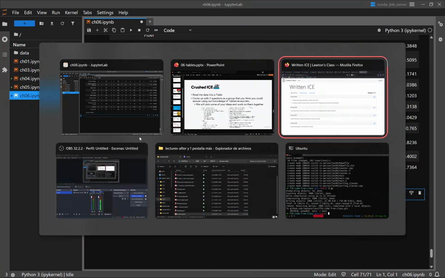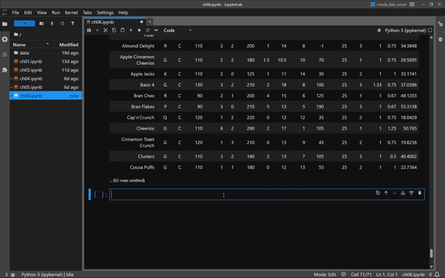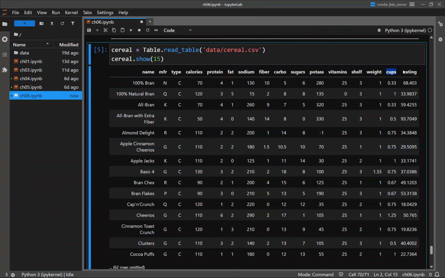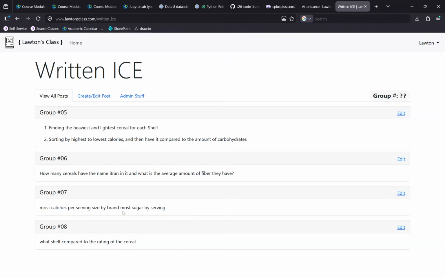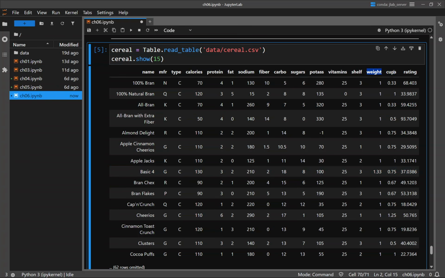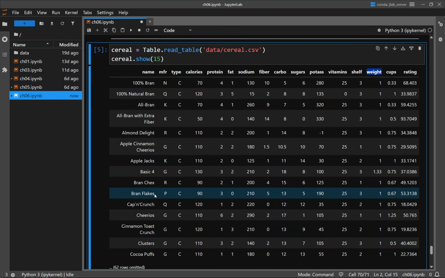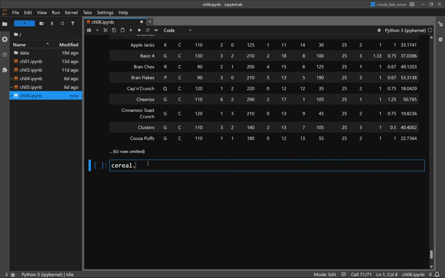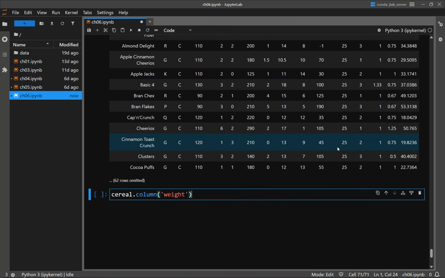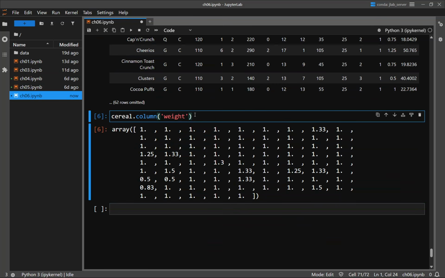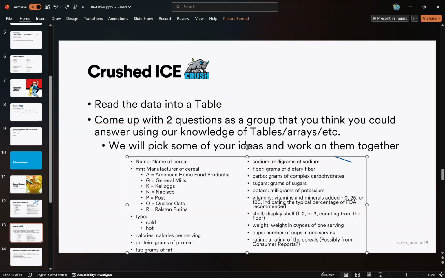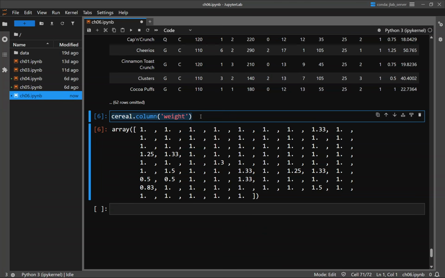We want to know the heaviest and lightest cereal for each shelf. So to get that we have cups and weight. Weight is the weight in ounces of one serving, and cups is the number of cups in one serving. So we have to figure out how many ounces are in a cup, and then we can do some multiplication. So cereal dot column, we can ask for the weight column, and we can ask for the cups column, right? But weight is weight in ounces, cups is number of cups.